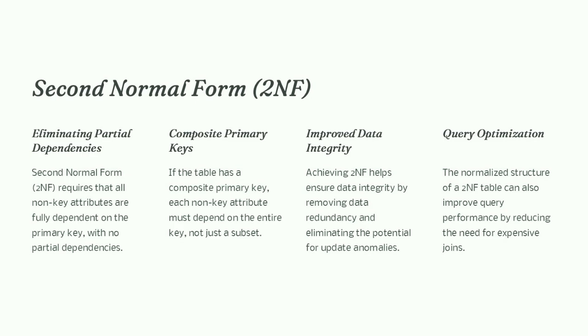This helps improve data integrity by removing data redundancy and potential update anomalies. The normalized structure of a 2NF table can also optimize query performance by reducing the need for expensive joins.